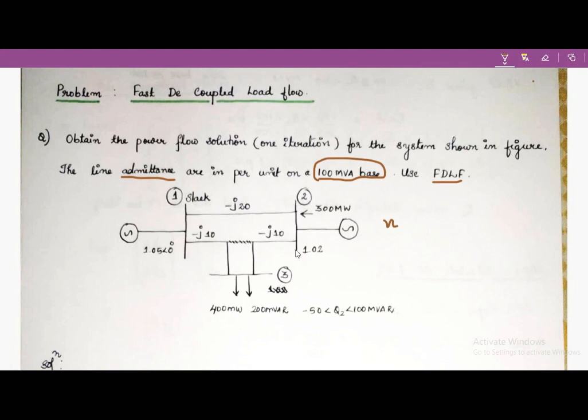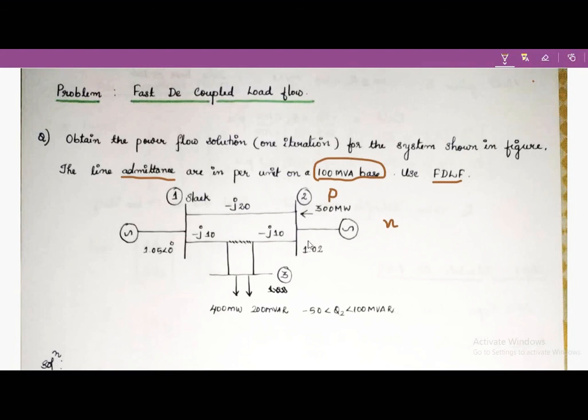Now we can move on to the second bus. For the second bus, it is not specified what type of bus it is, but there is one clue. Here there is an arrow towards the bus, and it is given as 300 megawatt. So what is megawatt? Megawatt is a unit of active power or the real power P. So P is given and it is injecting something.